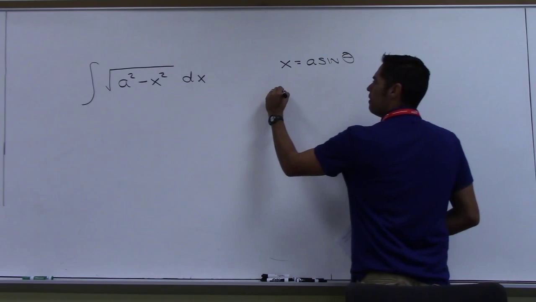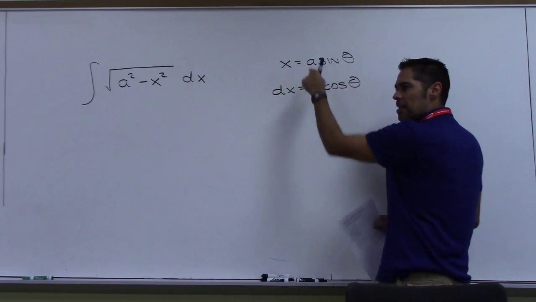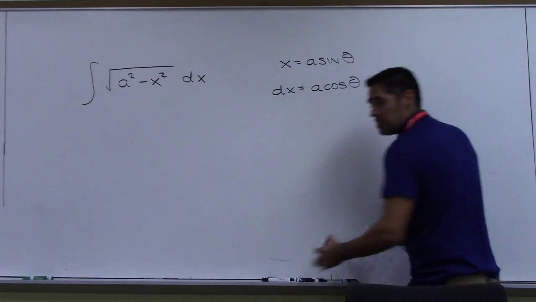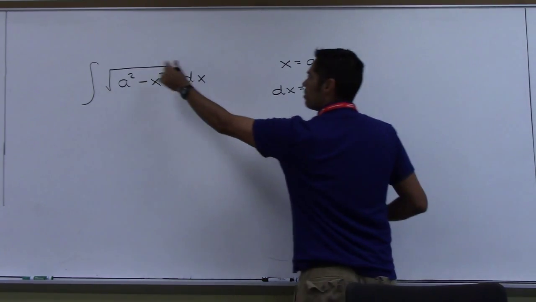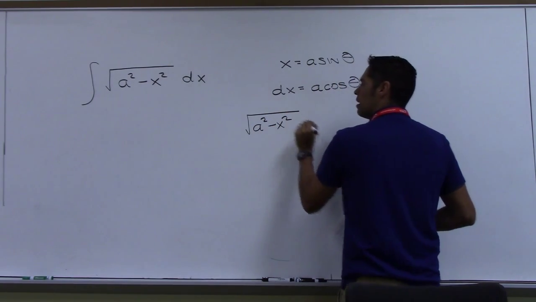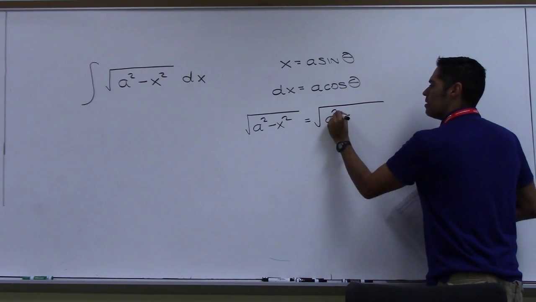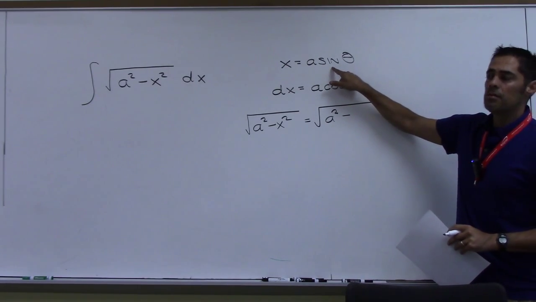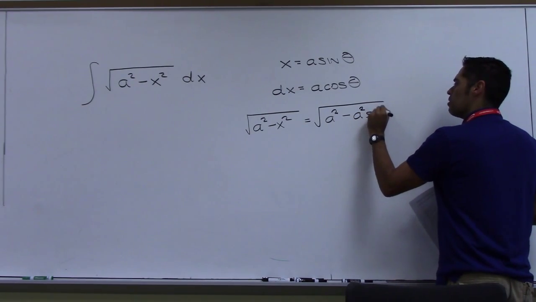Then we take the derivative on both sides, we get a cosine theta. So that was the second piece of information I said you would have to get. And anyone remember what the third piece was? What the square root thing is. So that whole square root thing, what is it going to turn out to be? A squared minus x squared, which is a squared minus whatever we said x was, a sine theta squared. So you square the a and the sine, and you get a squared sine squared theta.